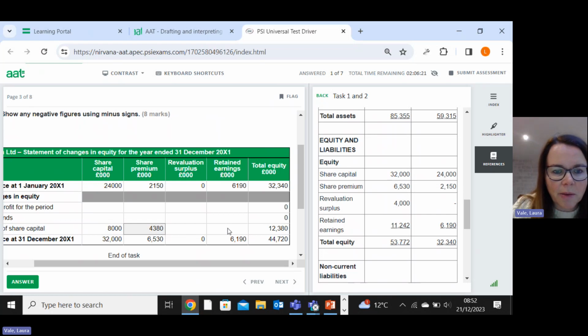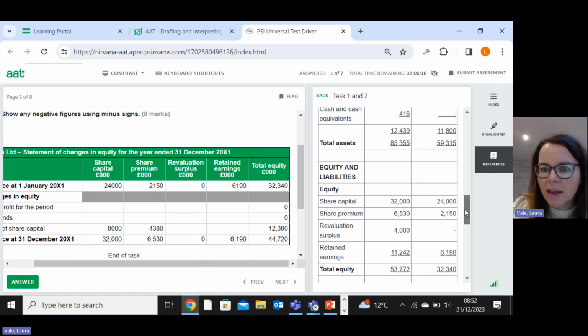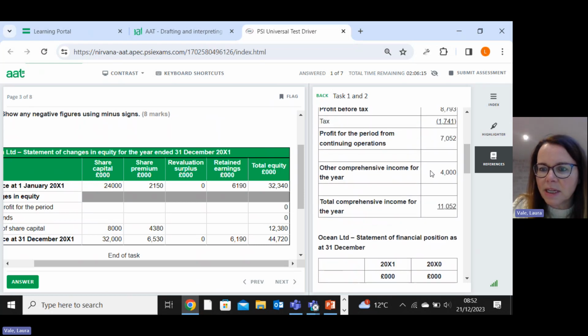My revaluation, I know, went up by 4,000. Even if they hadn't told me that, let me see. Yeah, look, it was included in here as well. So they were kindly telling us that as extra information. We should have been able to spot that from here anyway. So 4,000 going in as the revaluation surplus against my total profit for the year. And then in my retained earnings, I've got the 7,052, the profit figure there, which of course adds up to the 11,052 that I've got as the total comprehensive income.